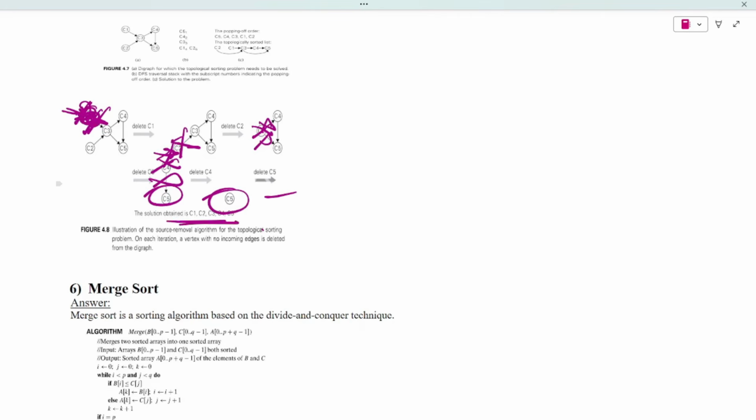The obtained solution is C1, C2, C3, C4 and C5. That is how you have the solution.